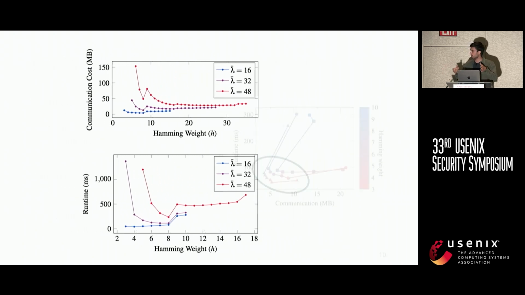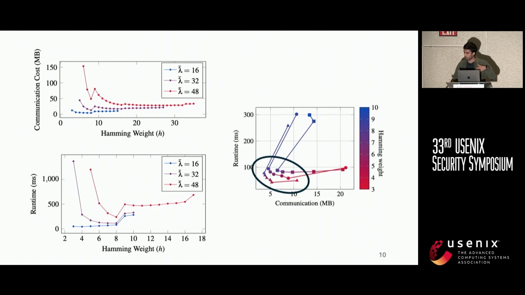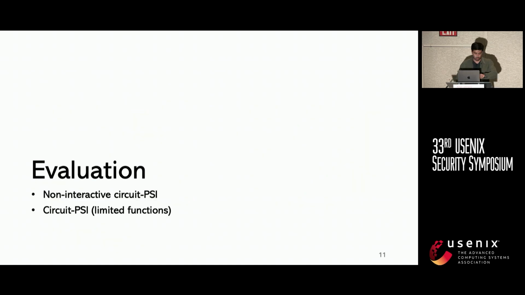So combining these two, there are of course some edge cases which are not good for either communication or computation, but in the middle there are some options on the Pareto frontier that you can choose from to decide whether you want better communication or better computation, or something in between. So with that, now I can go to the evaluation.